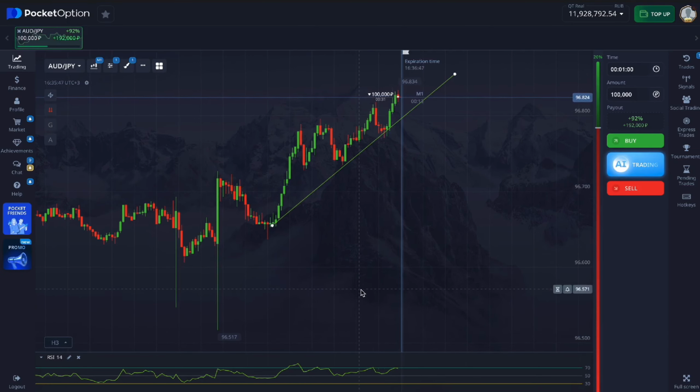So, let's sit back and observe how this plays out. I'll also point out that with this strategy, we open trades from the 50 level. So be sure to pay close attention to that.